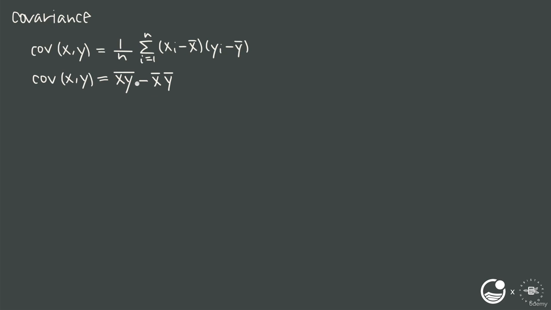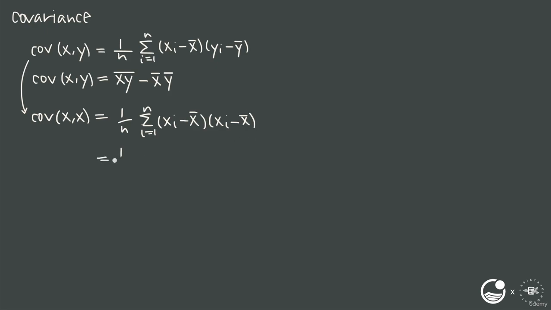Now, to understand covariance, what we really want to realize is that this first formula looks a lot like the variance formula that we learned about earlier. To get back from this formula to the variance formula, what we want to do is replace y with x. So we would say the covariance of x with itself, 1 over n times the sum of i equals 1 to n of x sub i minus the mean times x sub i minus the mean, because again, we're just replacing y with x here.